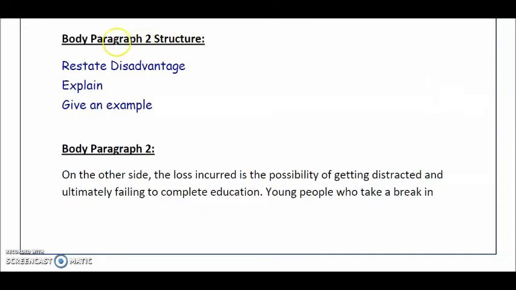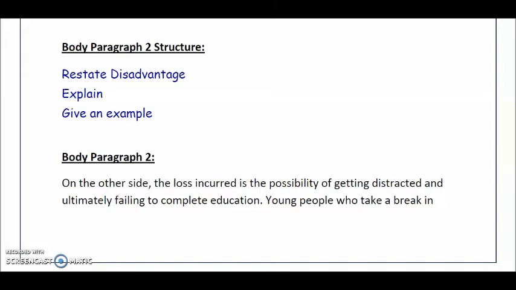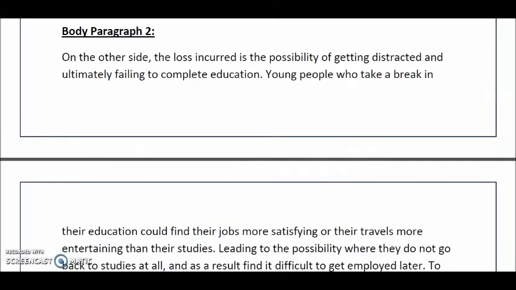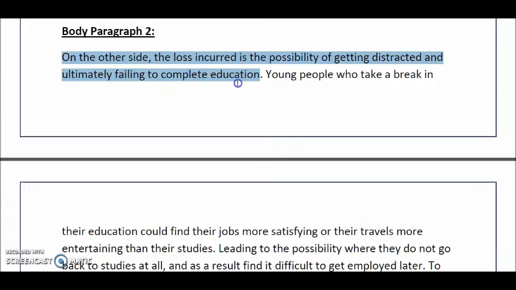So now we are going to see body paragraph 2 structure. Body paragraph 2 starts by restating the disadvantage and then explanation and example, just the way we did for body paragraph 1. So it's not really very tough. So we are going to go ahead with the idea that we decided initially. On the other side, the loss incurred is the possibility of getting distracted and ultimately failing to complete education. So this is again a title line, and it should be only about the idea. We are looking at the explanation now.